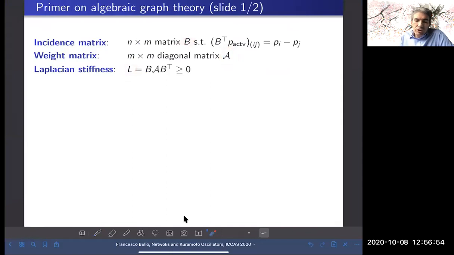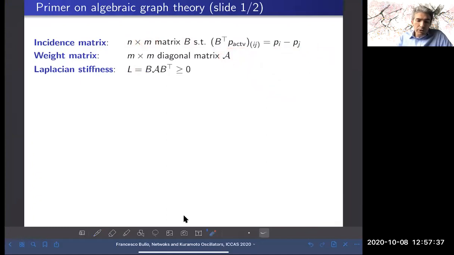This matrix has the feature that when I apply B transpose to a vector of supply-demand injections, that's a vector of dimension m, where m is the number of edges. I'm in a graph with m edges and n nodes. The outcome of B transpose P is the pairwise difference on the edge from i to j. So this operation extracts from supply-demand the pairwise difference. The second matrix is a diagonal matrix that contains all of the admittances of all the lines, all the spring stiffnesses, in a diagonal matrix. So it's a diagonal matrix with positive entries on the diagonal.